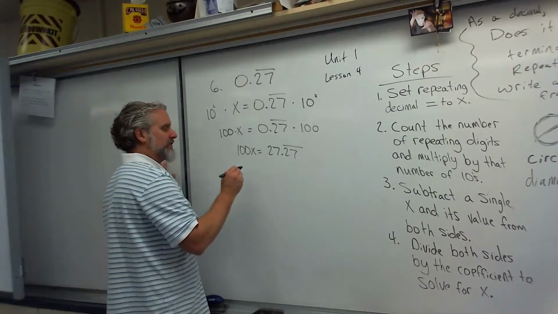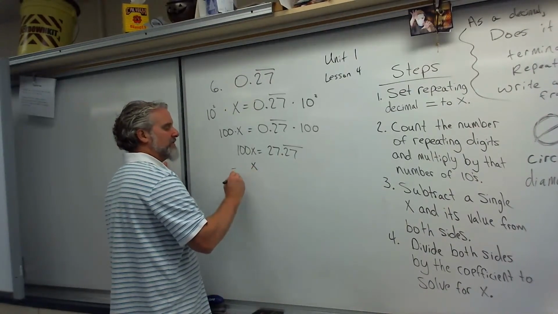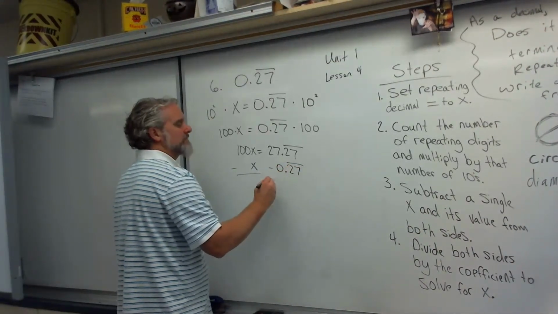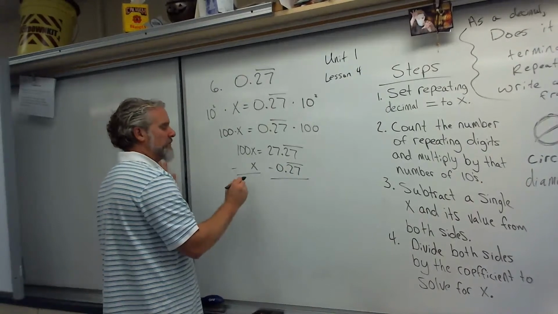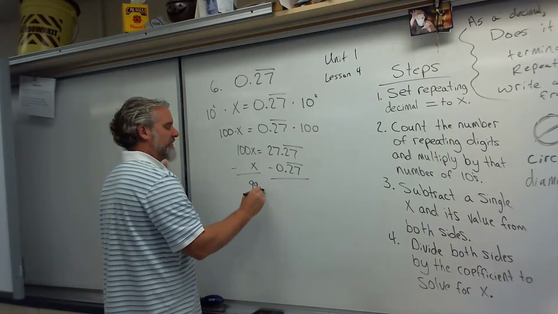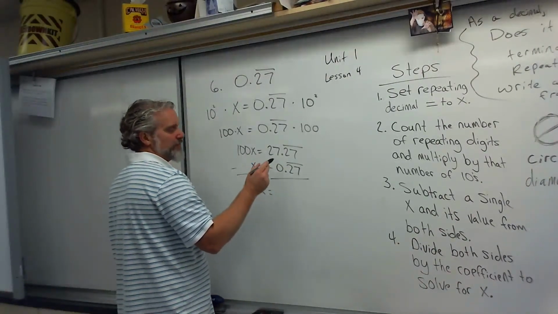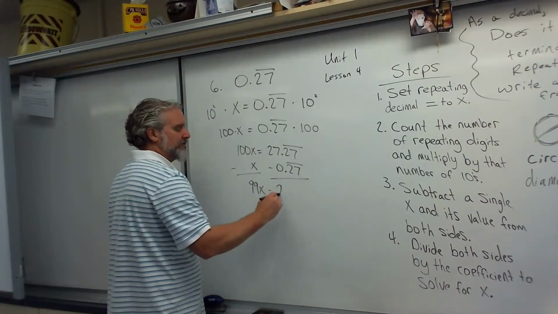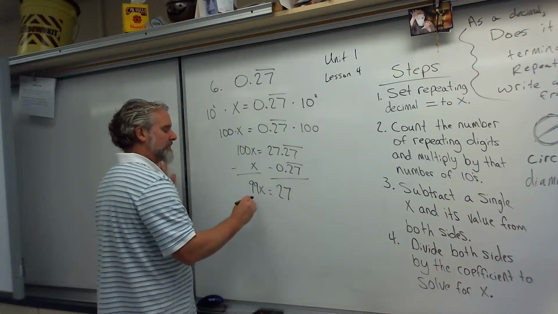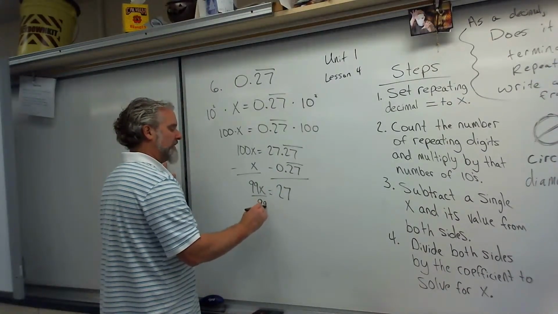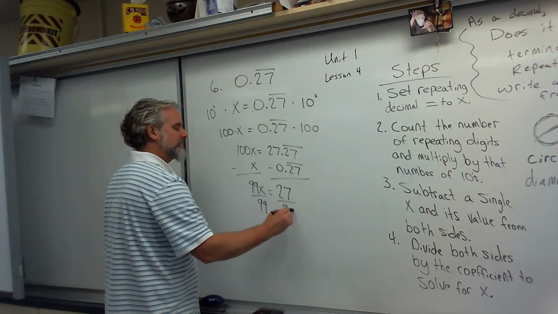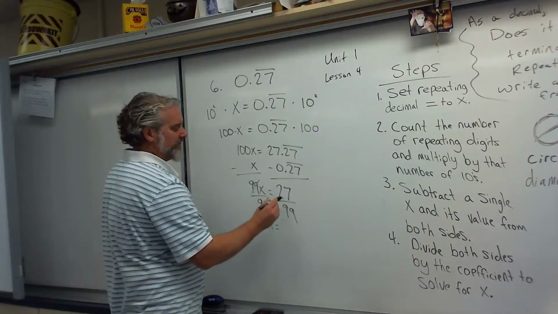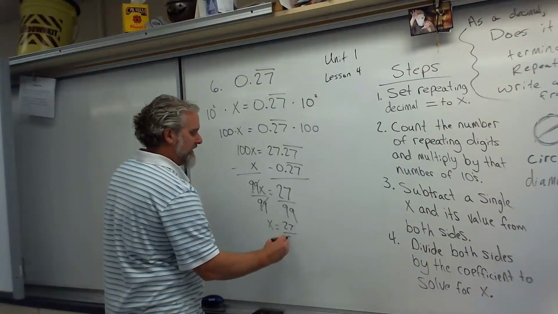Step number 3, subtract a single x and its value from both sides. 100x, take away 1x, leaves you with 99x. 27.27 repeating, subtract 0.27 repeating, leaves you with just the whole value of 27. Divide both sides by 99 to get x by itself. x equals 27 over 99.